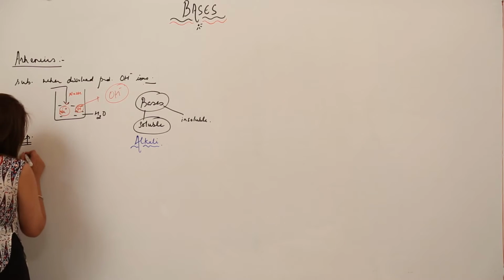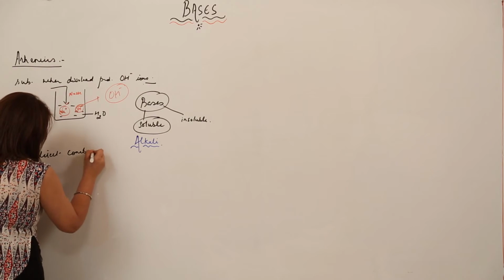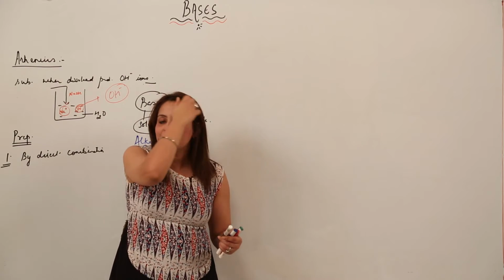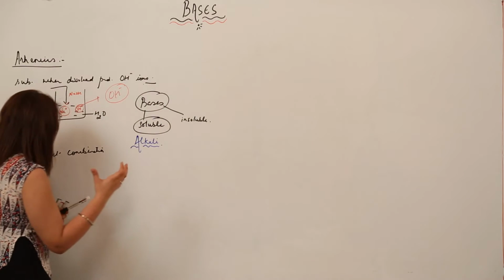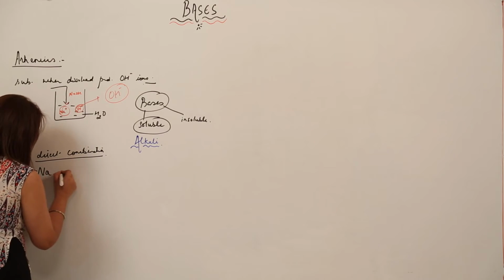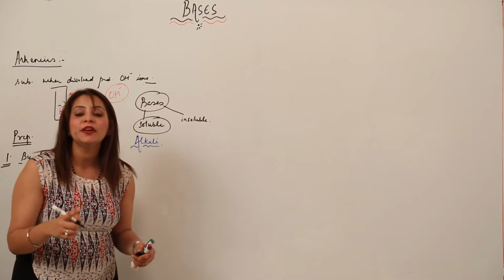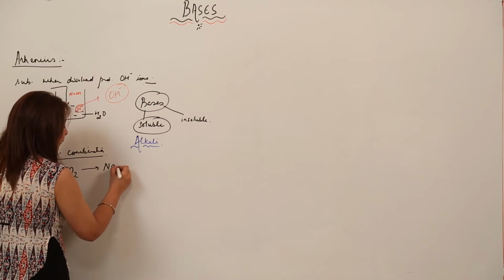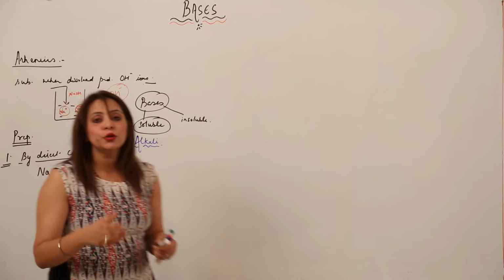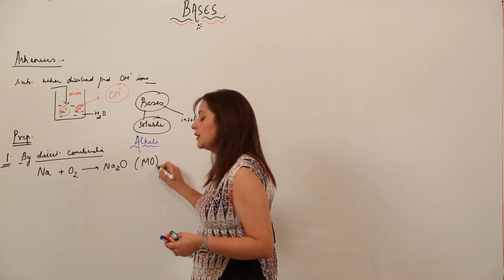The first method is by direct combination. That means we will be directly combining substances which will give rise to the base. Look at the board: suppose we have Na and we add oxygen to it. We know any substance reacting with oxygen gives rise to an oxide. So obviously, what is going to form? Oxide is going to form, and as you can see, it is sodium oxide. Sodium is a metal, so in general it is a metal oxide.